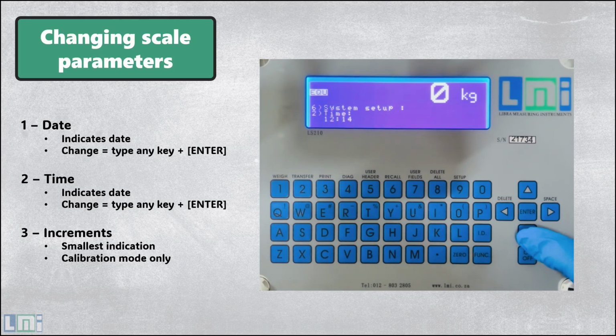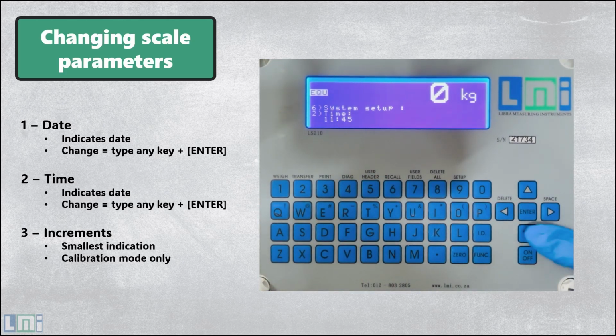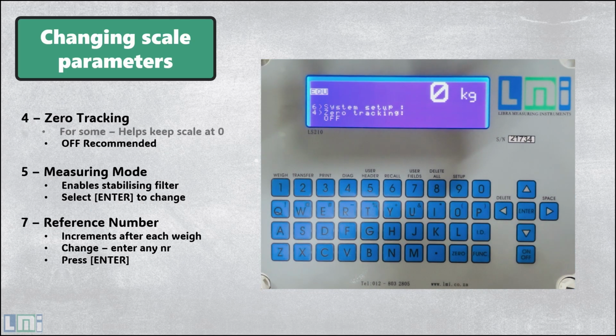Type any number key and press enter to change the date or time. Increments can only be adjusted by technicians. Next is zero tracking, which is switched to off by default, as it is only used in very specific situations. Measuring mode enables the stabilizing filter. Press enter to select your preferred option.